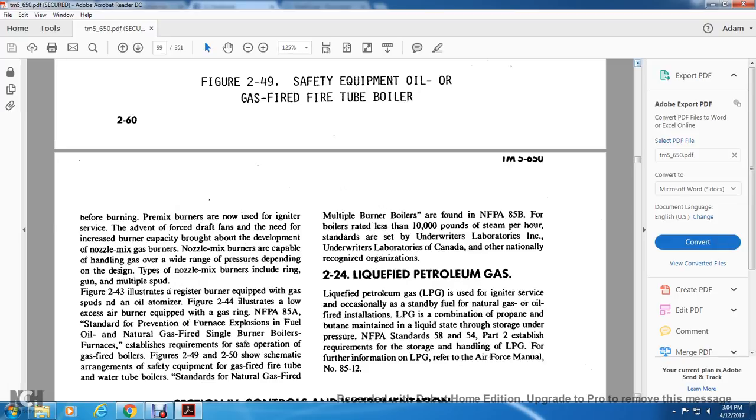224, liquefied petroleum gas. Liquefied petroleum gas is used in igniter service, occasionally as standby fuel with natural gas, and in oil-fired installations. Liquefied petroleum gas is a combination of propane and butane, maintained in liquid state with the storage under pressure. NFPA standards 58 and 54 part 2 established requirements for storage and handling of liquefied petroleum gas. For further information on liquefied petroleum gas, refer to Air Force Manual number 85-12.